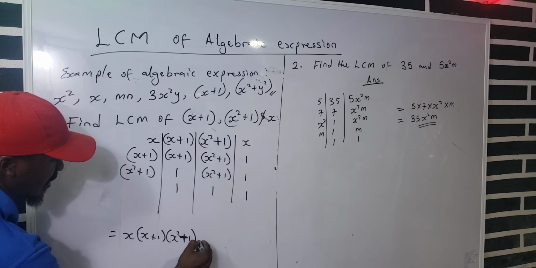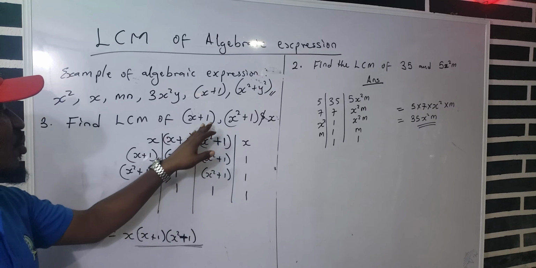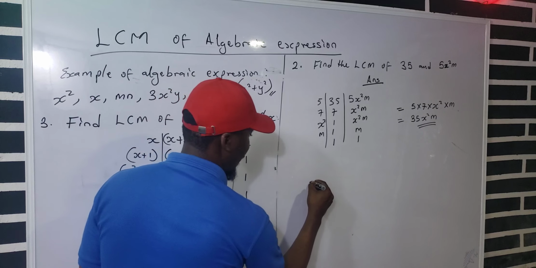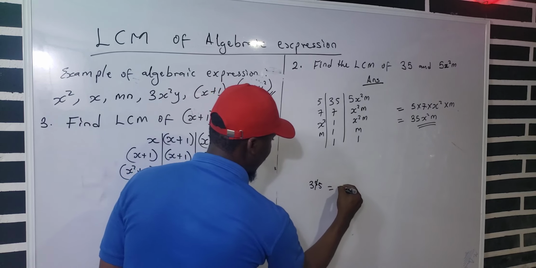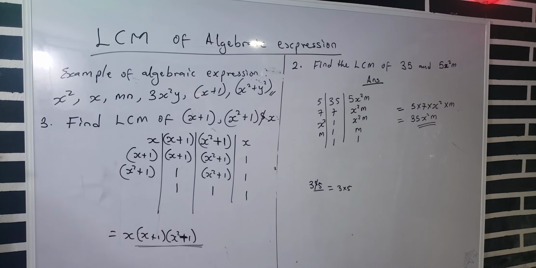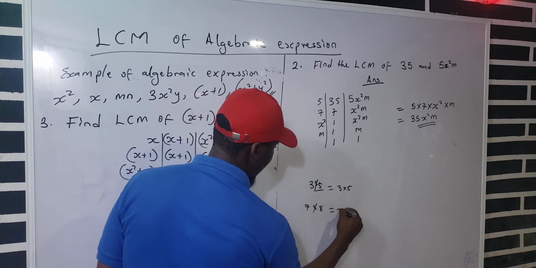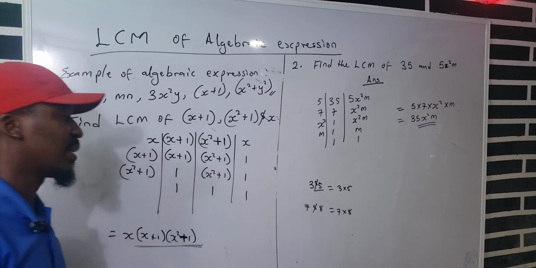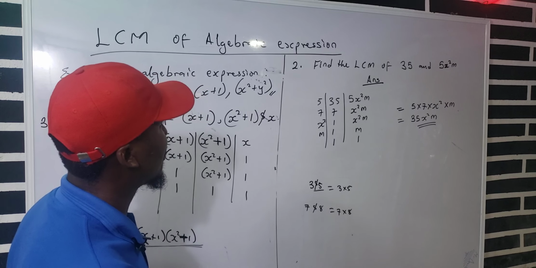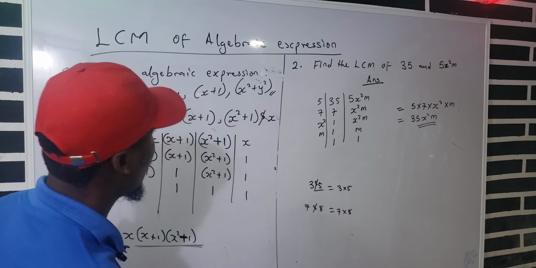So you can see that in a situation where there is no common multiple, the LCM is just the product of the numbers. What does that tell you? LCM of 3 and 5 will give you 3 times 5 because there is no common factor. LCM of 7 and 8 will give you 7 times 8 because there is no common factor. So that's how to find the LCM of our algebraic expression.